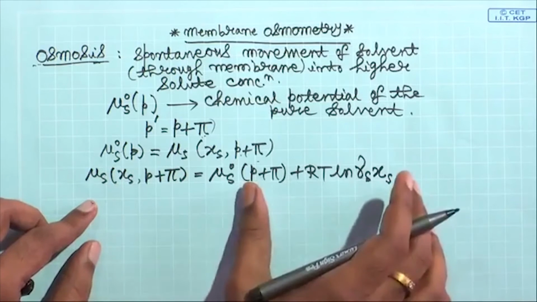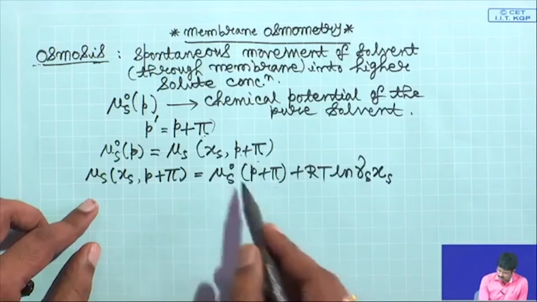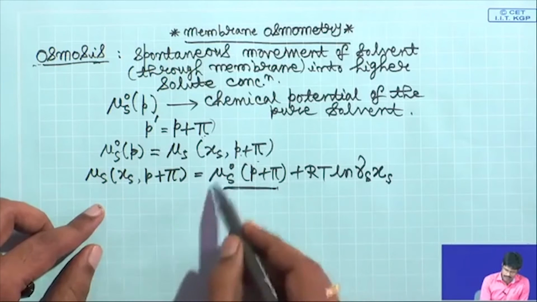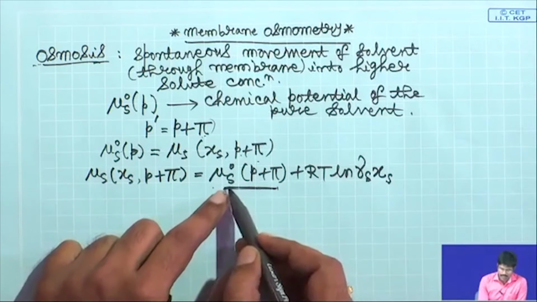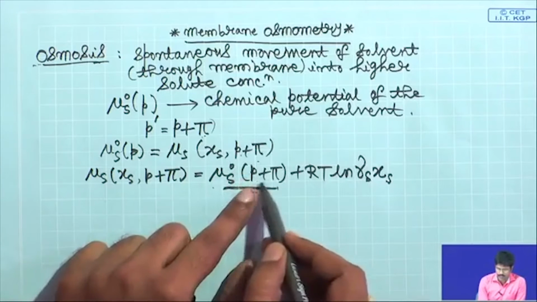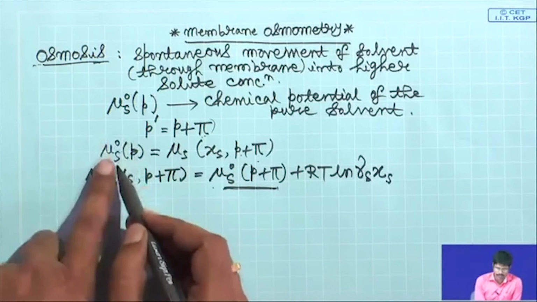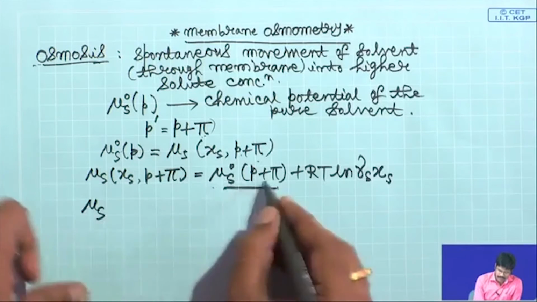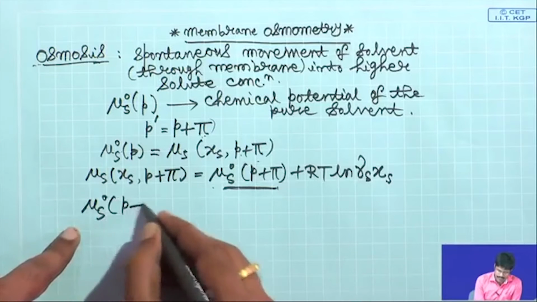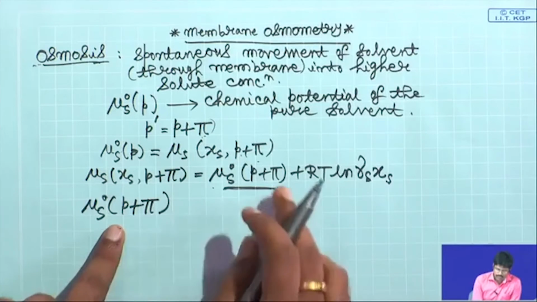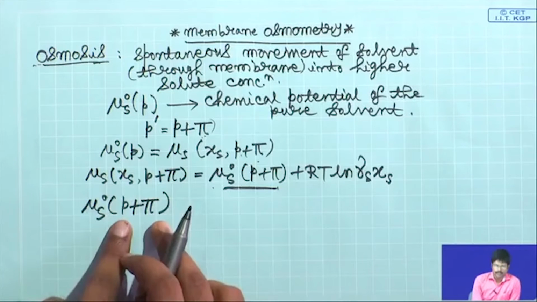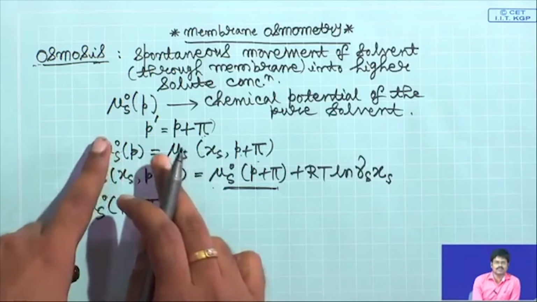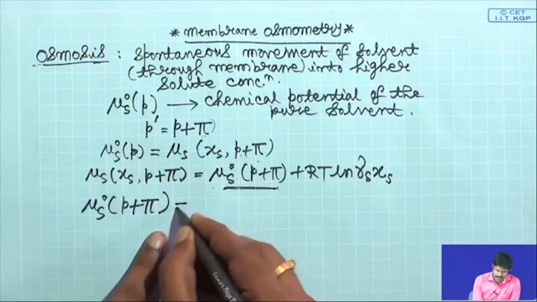Okay. Now, this mu s 0 P plus pi, this particular term, what is that value? This is basically the chemical potential of the pure solvent when the pressure is P plus pi. This is the chemical potential of the pure solvent when the pressure is P. So, now let us have the expression of this mu s 0 P plus pi. How the chemical potential of the pure solvent at pressure P plus pi is related to the chemical potential of the pure solvent at pressure P. That relationship is something like this.